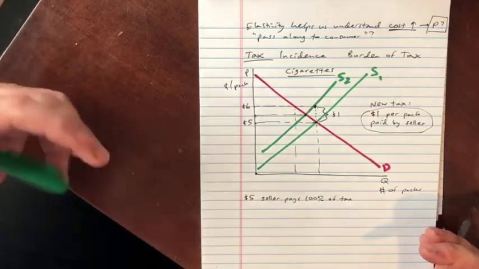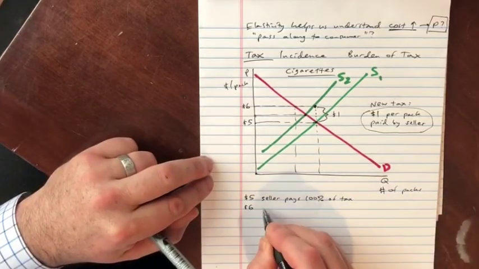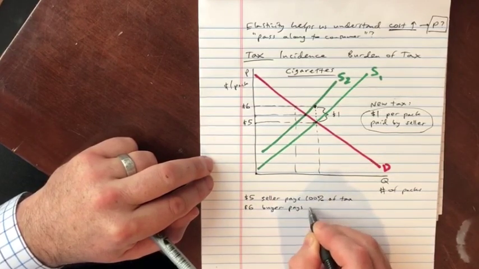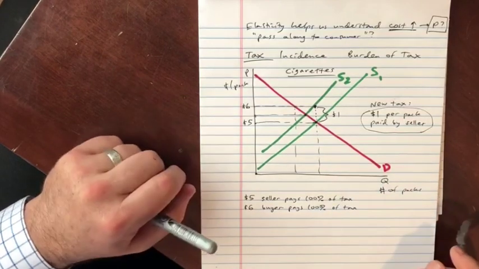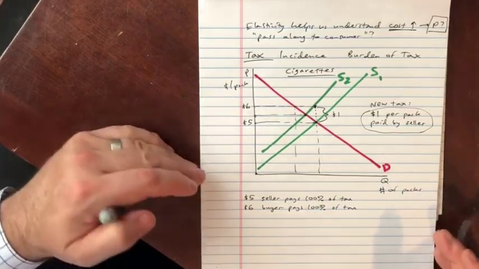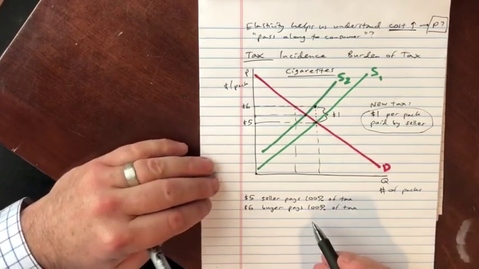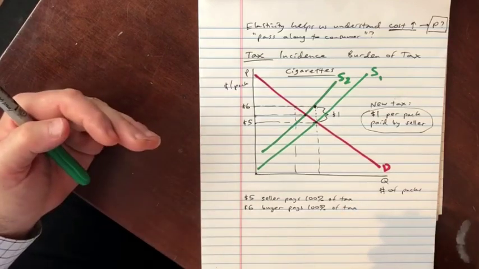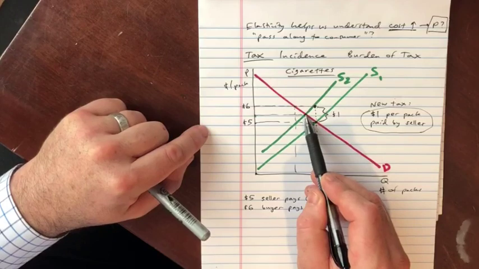They only get to keep now $4 rather than 5. At $6, the buyer pays 100% of the tax, right? Both of these things are extremely unusual, all right? The seller hardly ever pays 100%, and the buyer hardly ever pays 100%. Most of the time, what happens is we end up in the middle, all right?